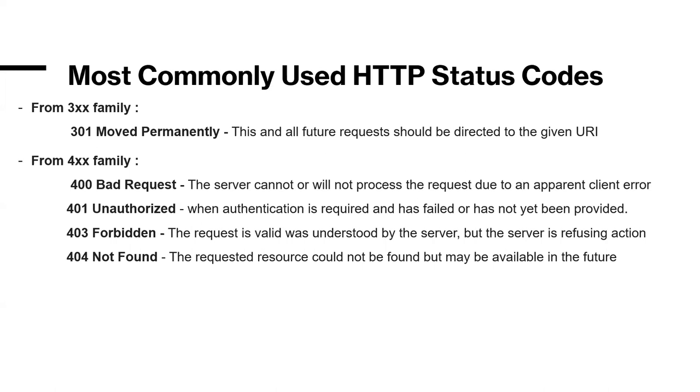Then moving next, you may receive 403 in the case of forbidden. It means that the request is valid and was correctly understood by the server, but the server is refusing the action due to some special permission required to access or perform that action. So in some scenarios you may face 403, meaning your request was correct and the server understood it correctly, but you are trying to do some action or access some resource which needs special permission that you do not have. And 404 means the requested resource could not be found. It simply means that whatever you are trying to access does not exist on the server. You are trying to access something which is not present on the server side.